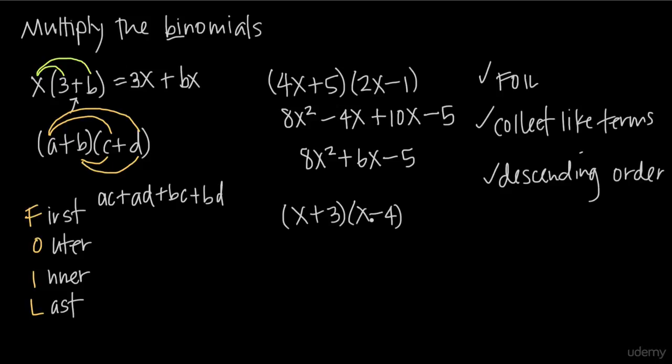Now let's try our final example. FOILing again, x times x gives us x squared. X times a negative 4 gives a negative 4x. Positive 3 times a positive x gives us a positive 3x. And a positive 3 times a negative 4 gives us a negative 12. We're going to collect like terms. The negative 4x and the positive 3x give us a negative x. So we're going to have x squared minus x minus 12 as our final answer after we multiply the binomials together.